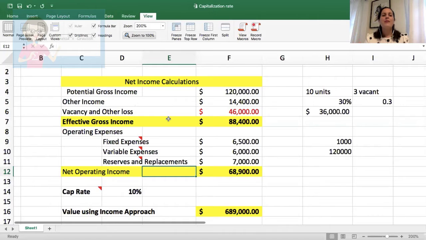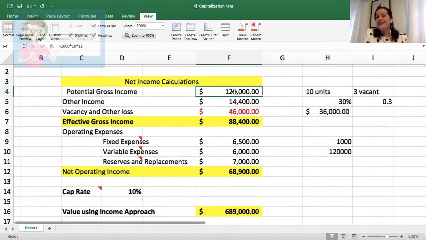Well, let's first start with the potential gross income. The potential gross income is basically all the possible rents, or the potential income that you can get. It's called gross because we're not deducting anything else. So let's say that you have a 10 unit building and each unit is $1,000 rent. So I do 1,000 times 10 times 12. This is my potential gross income: the rent times 10 units times 12 months.